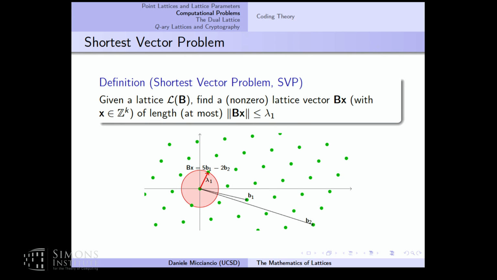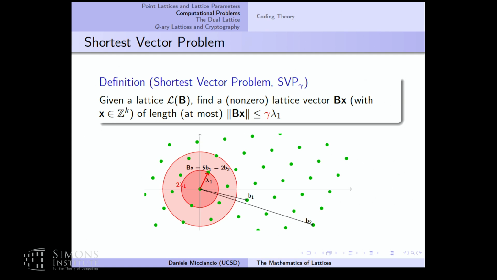And so these coefficients that are required to combine the basis vectors can be arbitrarily large depending on which basis you are given, and there is no known algorithm to solve this problem. In fact, there is no known efficient algorithm even to solve this problem approximately in the following sense. So let's say that we relax the problem.